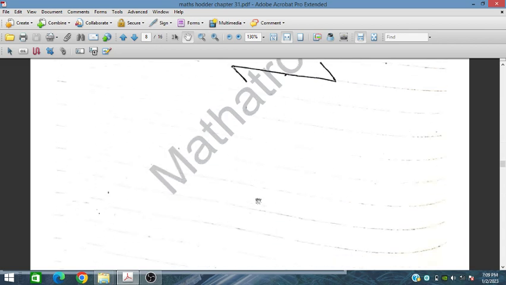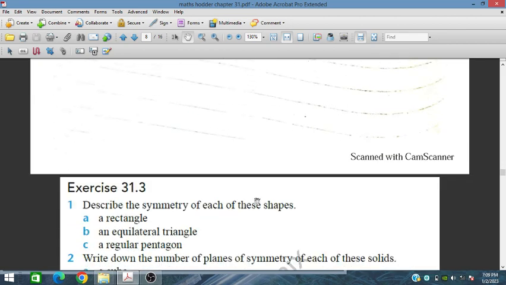So this is important. So next we will discuss exercise 31.3 in the next session.